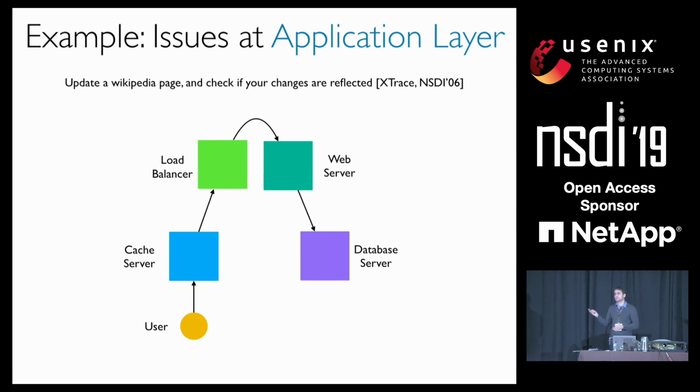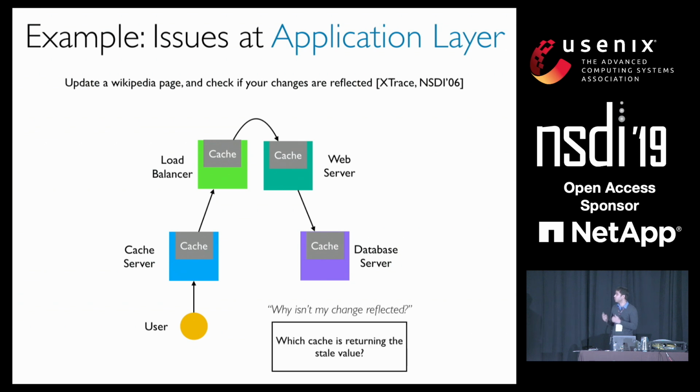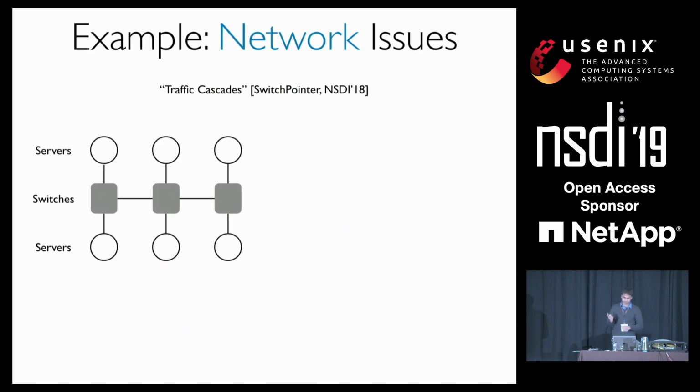And each of these system layers have their own caching mechanisms. Now, the reason behind why the user is not seeing their changes reflected could be because any one of these caching layers could be returning a stale result. And actually determining which particular system layer is returning the stale result and isolating the actual server that's the culprit can be a pretty challenging problem.